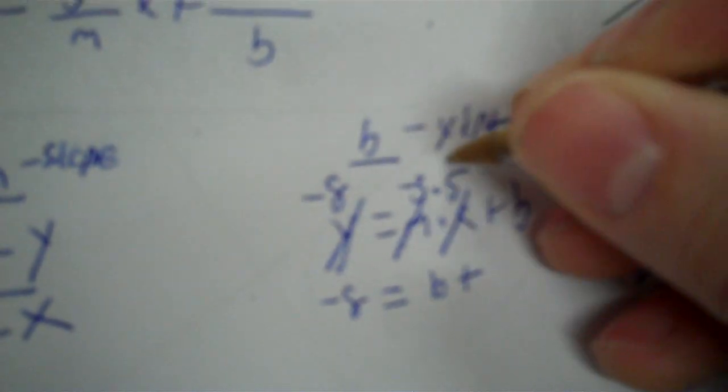Okay, line up your equals: negative 8 equals b plus, and then negative 3 times 5 is negative 15. Then I add 15 to each side, and that's 7. 7 equals b.